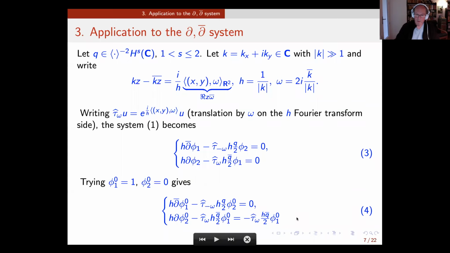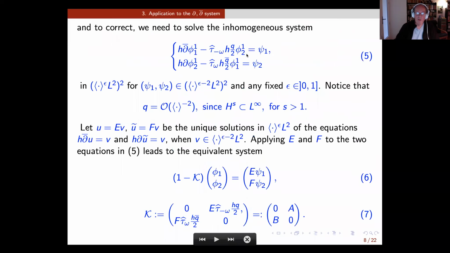If I look at the powers, phi 1 0 is 1, so this behaves like bracket z to the power minus 2, basically, because of Q here, which has that behavior. I should maybe mention that since s is larger than 1, to be in this space implies that I'm in L infinity times this factor here. So this means that we run into an inhomogeneous system that we have to solve.